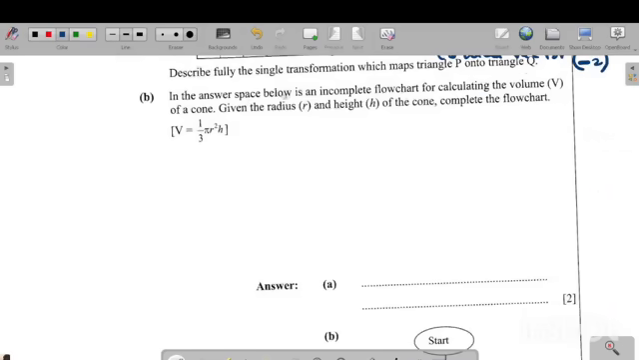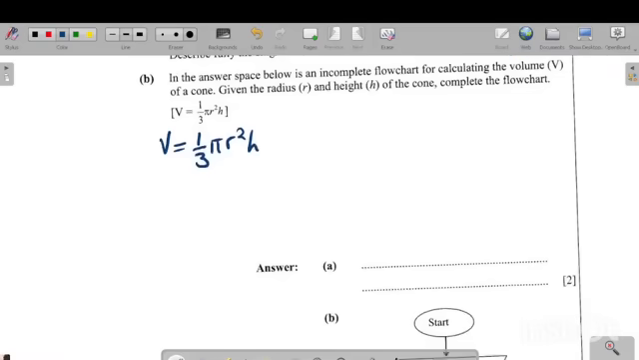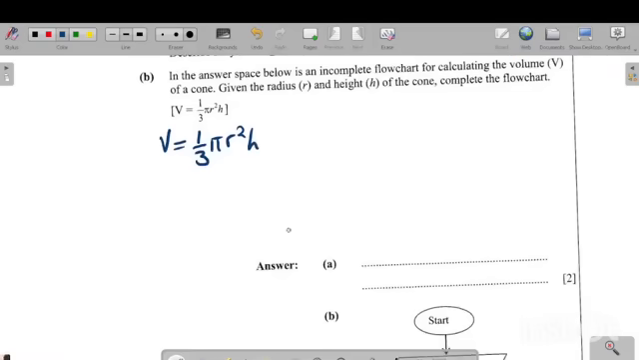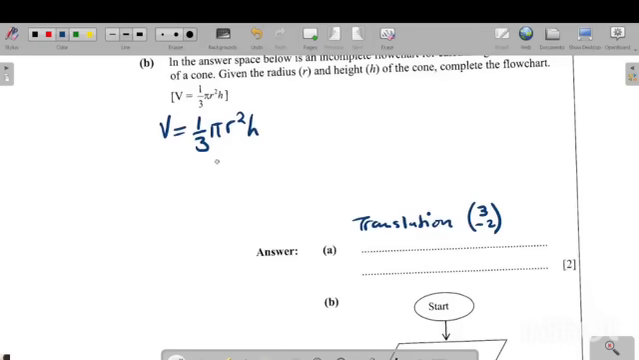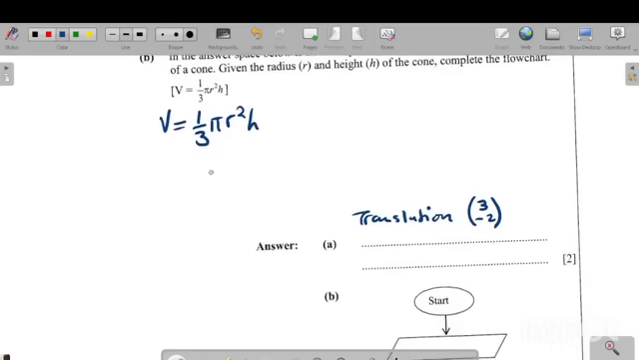Part B. In the answer space below is an incomplete flowchart for calculating the volume V of a cone. Given the radius r and height h of the cone, complete the flowchart. Okay, so this is the formula for finding the volume of a cone.